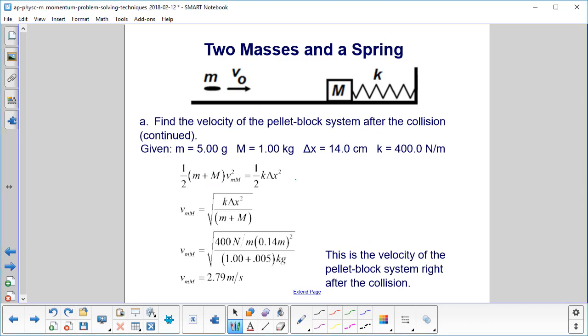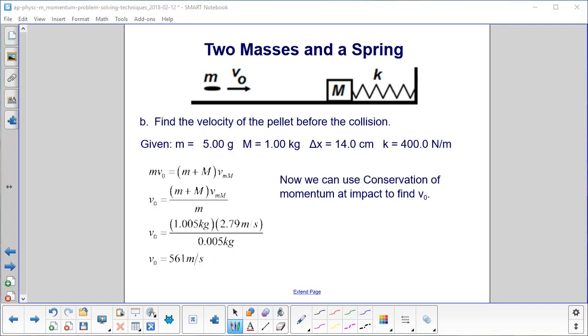Here's what we have from the previous slide. We'll rearrange the equation to solve for the velocity of the pellet block system, input our numbers from the givens, and we find out that this takes off with an initial velocity of 2.79 meters per second right after the collision. Now we can use the conservation of momentum at impact to find V0.